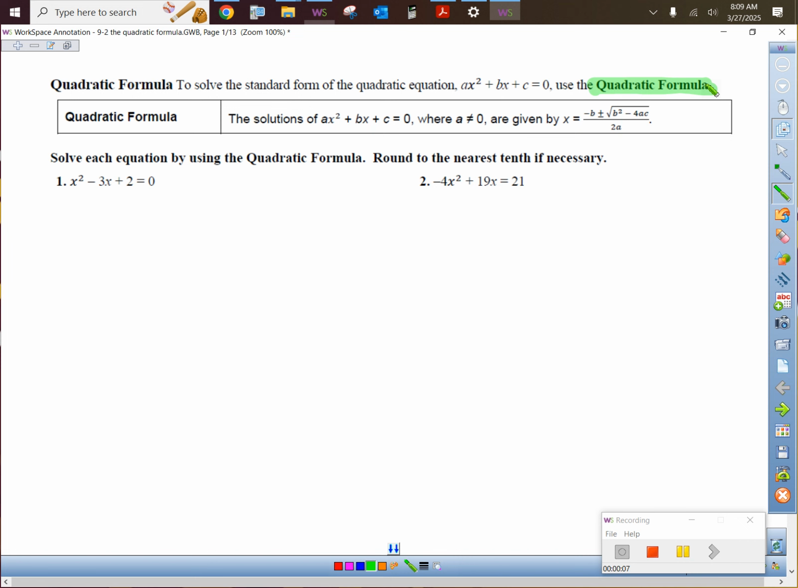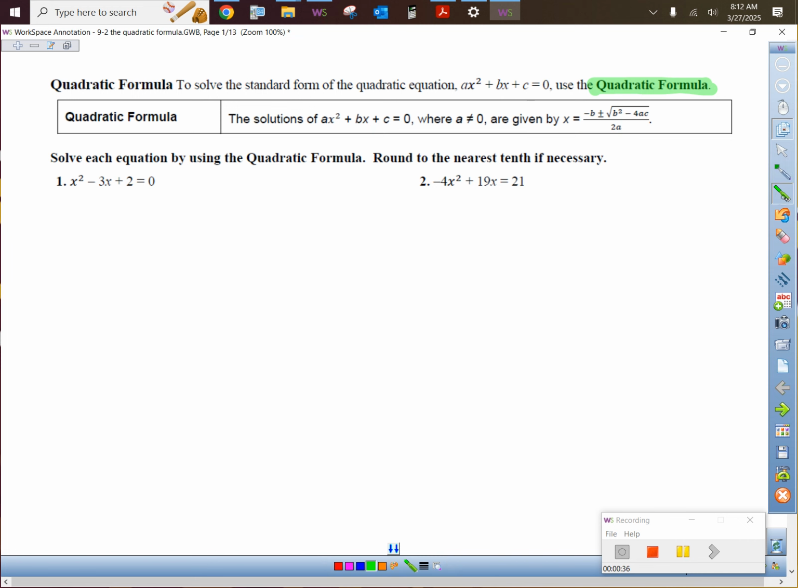It doesn't matter if it's just only got x squared, if it's only got x's, right? It doesn't matter about the a value being 1 or not. It doesn't matter about b being even or anything like that. It works every single time. Any single quadratic will work for it in standard form.